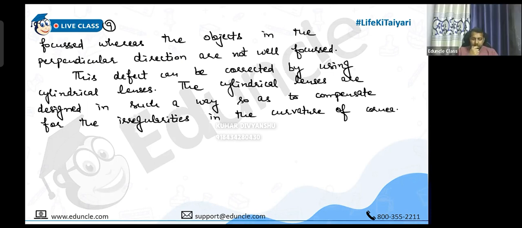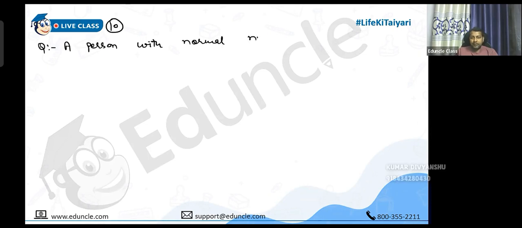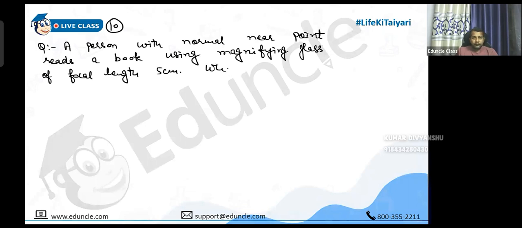Let us discuss some numerical problems. First one, a person with normal near point reads a book using a magnifying glass. What is the closest and farthest distance at which the book can be placed?